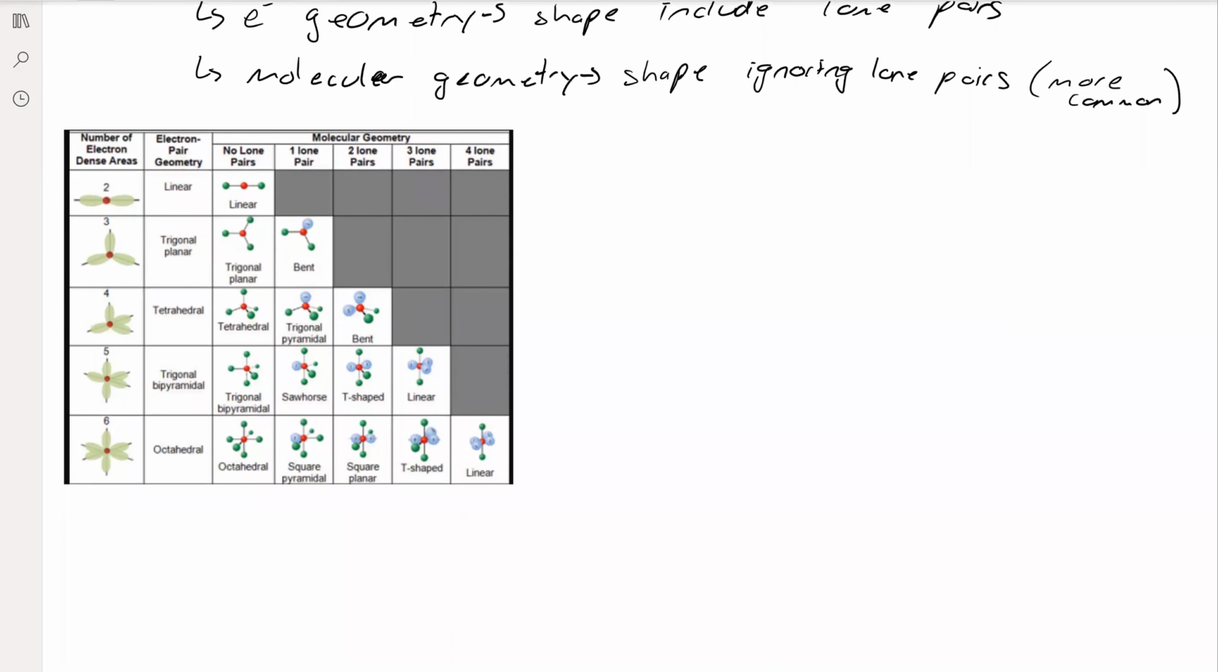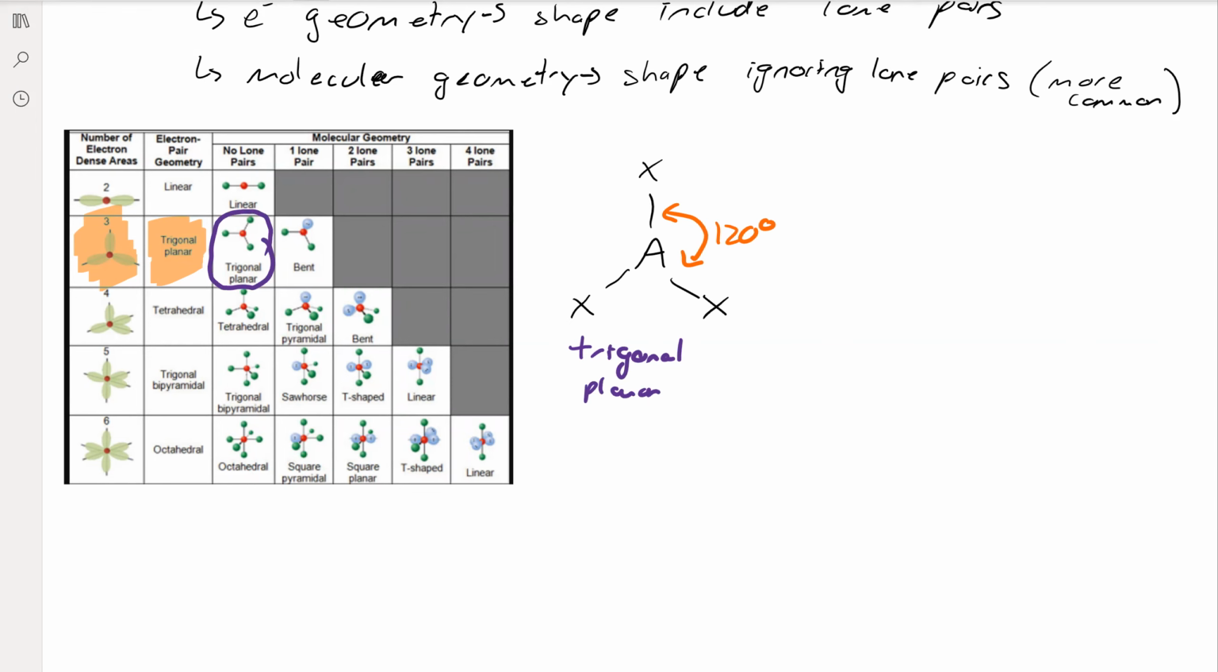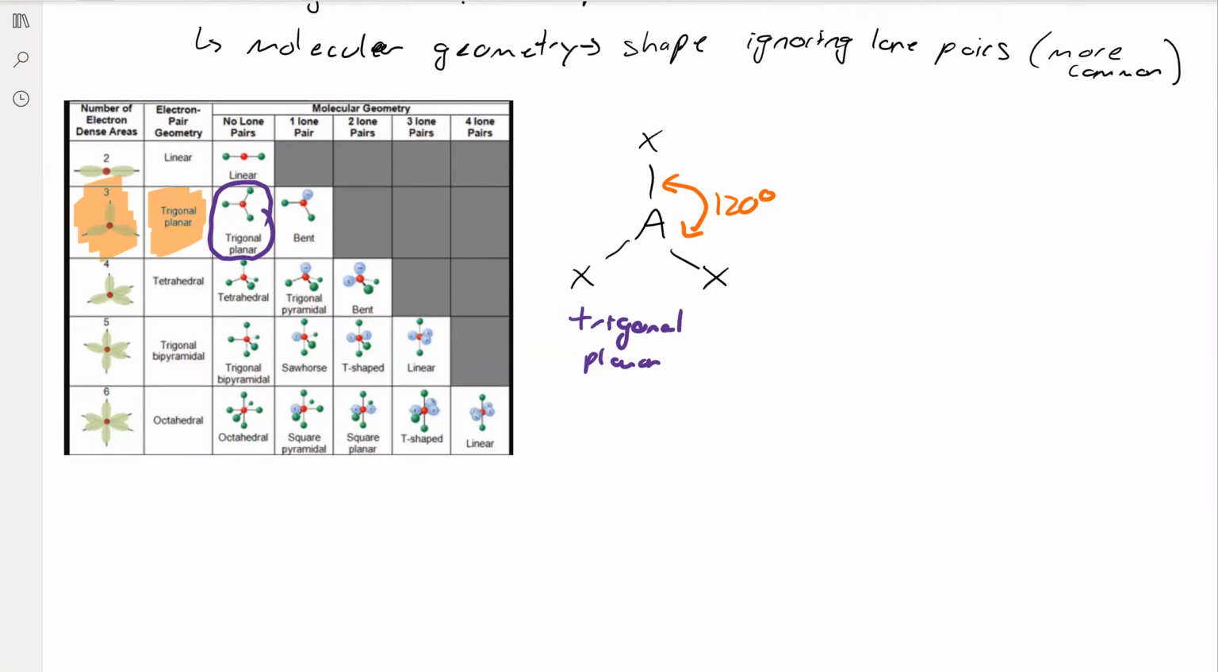So anyways, where we're at in the chart right now is we are at 3 electron dense areas. We can see that the electron pair geometry here is trigonal planar. And that makes sense. If we had a molecule with 3 things attached to it, the way that we would get everything as far apart as possible is to arrange them in kind of this triangle, right? All of these bond angles are 120 degrees. And again, this is called trigonal planar. Right, so the electron geometry is trigonal planar. If it has no lone pairs, the molecular geometry is also trigonal planar.